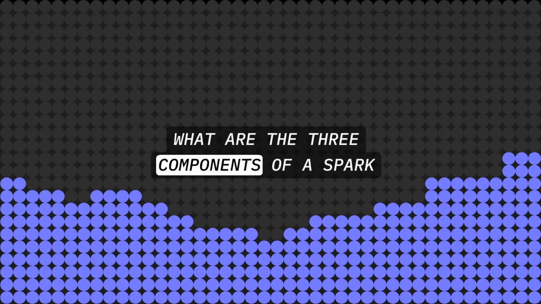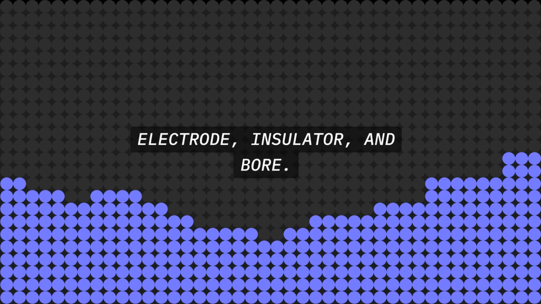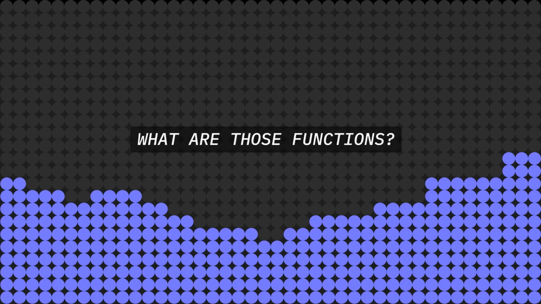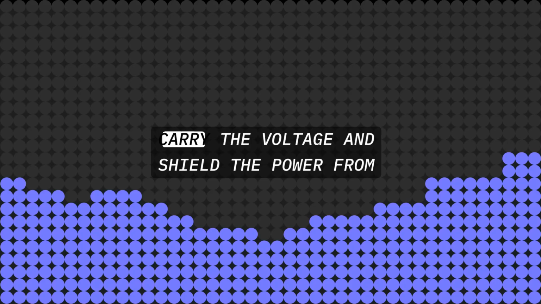What are the three components of a spark plug? Electrode, insulator, and bore. Spark plug leads perform two functions. What are those functions? Carry the voltage and shield the power from radios.